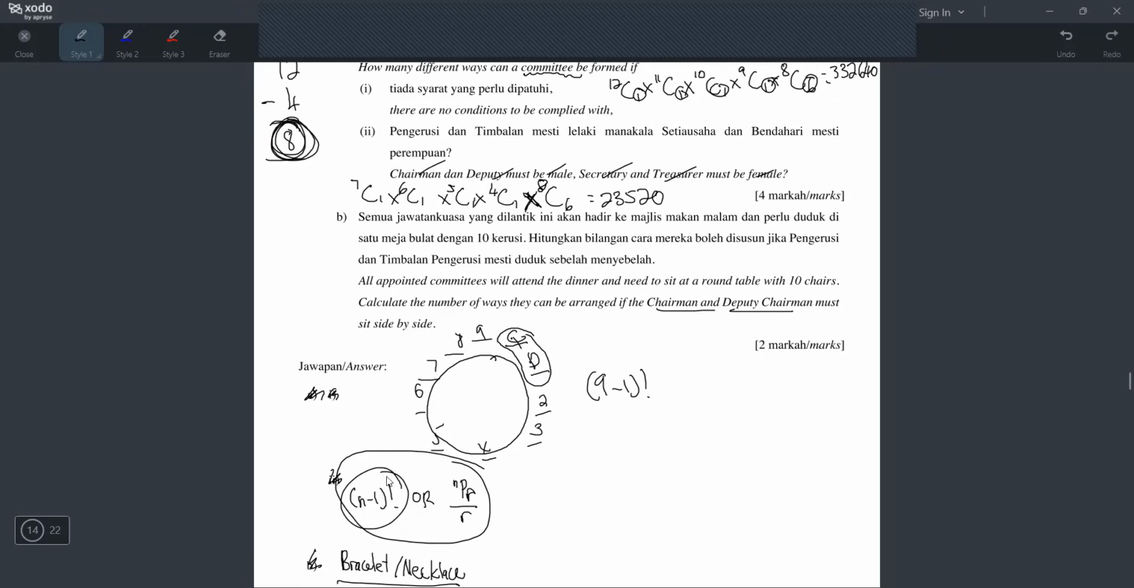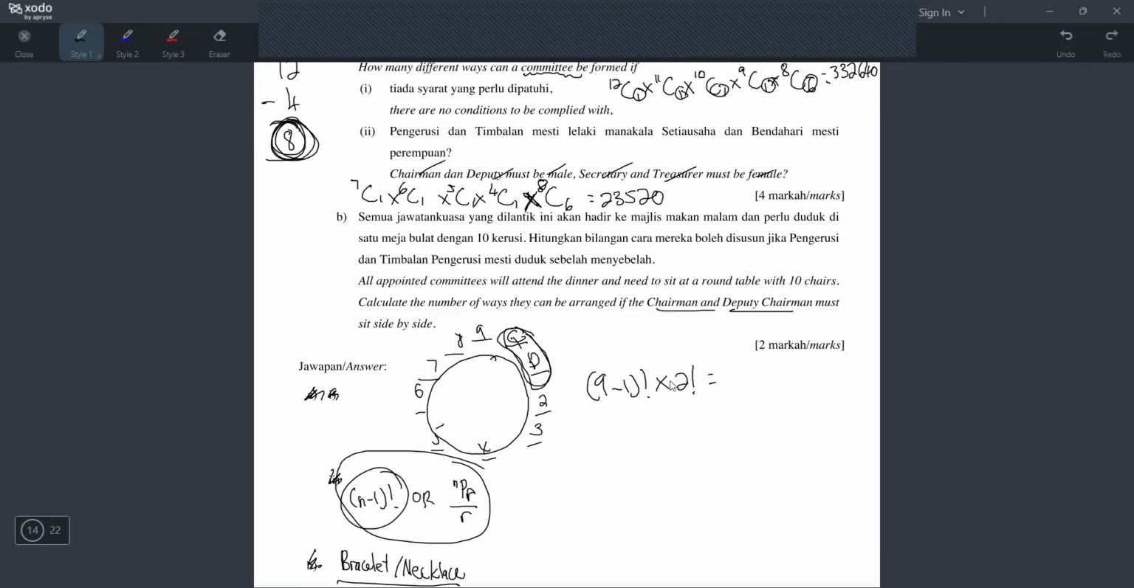Same formula, but you have to times with 2 factorial, because the chairman and deputy chairman can arrange themselves within this group. Because they can swap also. It doesn't have to be chairman first, it can be deputy chairman also, right? So this is how you do it. Just press 8 factorial times 2 factorial. So what is the answer?